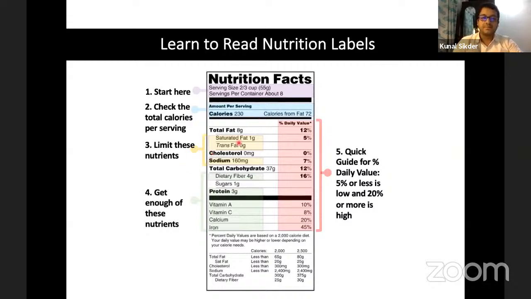And then the saturated fat, trans fat, and sodium. These 3 things are not good. I mean, as you are all dietitians, you are studying nutrition and dietetics, you know this very well, that saturated fat, trans fat, and sodium, these things you need to limit in your diet, and get enough of nutrients like different kinds of vitamins, calcium, and iron. Although too much iron is also not good, but at least you need to have some. And then a quick guide for the percentage daily value: 5% or less is low, and 20% or more is high. So it should be in between that.